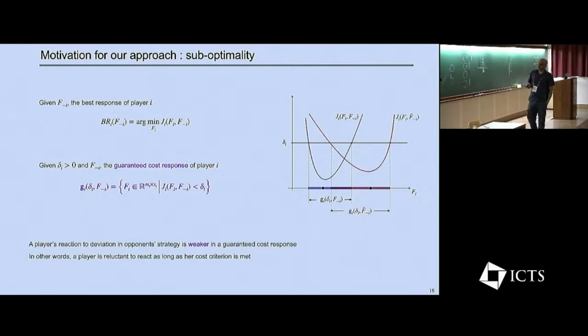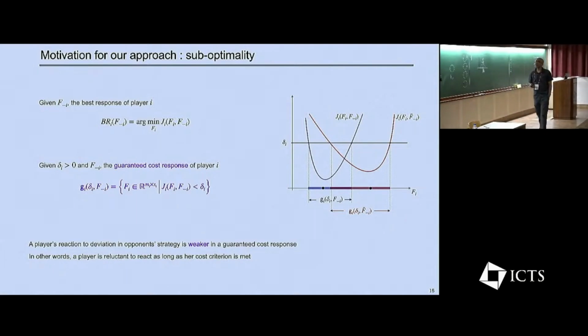So from a behavioral standpoint, player I's reaction in this guaranteed cost response is a little weaker compared to a best response. Why? Because suppose the opponent deviates from f minus I to f tilde minus I: a best response would move. But in a guaranteed cost response, even if the opponent is changing the strategy, as long as player I's cost is below this threshold, there is no incentive for player I to move his strategy. Okay? In the sense that, with the guaranteed cost response, the reaction of player I to the opponent's deviation is a little weaker.